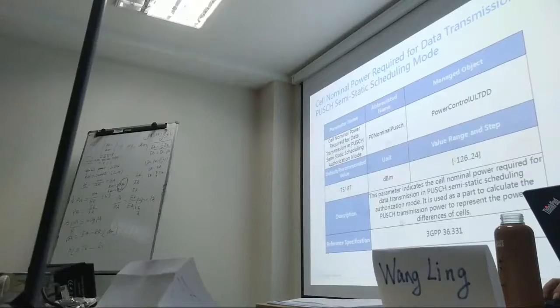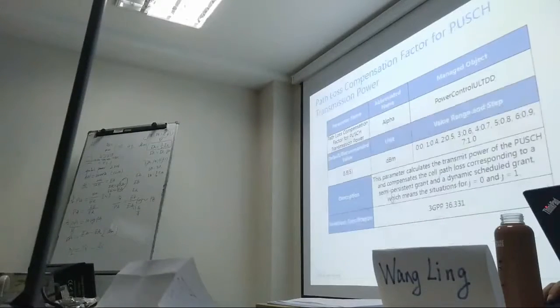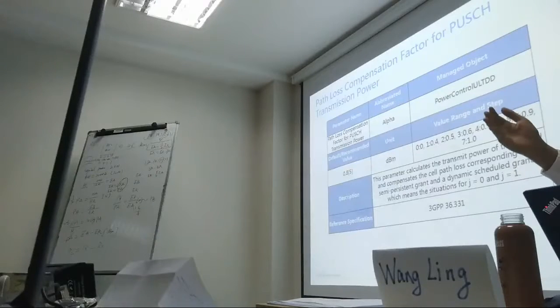One is this, you can change this. Another is the coefficient. If the coefficient is not 1, you can change it to 1. That is, I will give the whole compensation. The path loss, I will compensate all of the path loss. You can change it to 1.